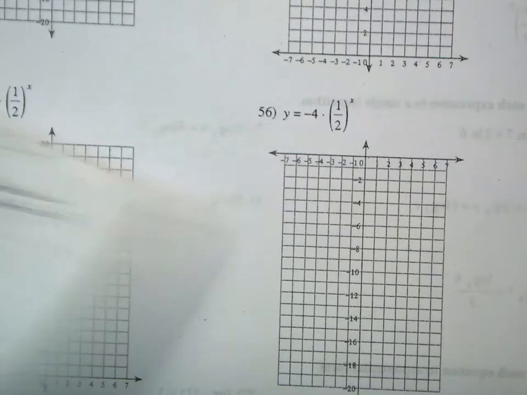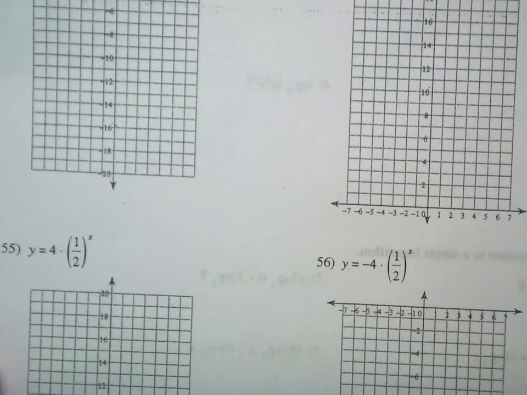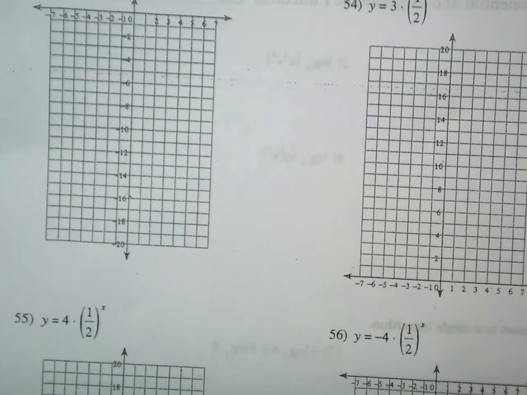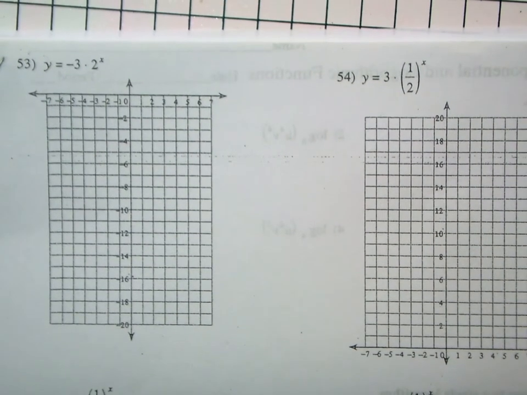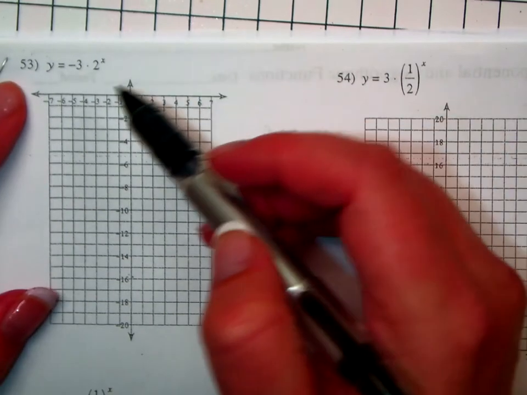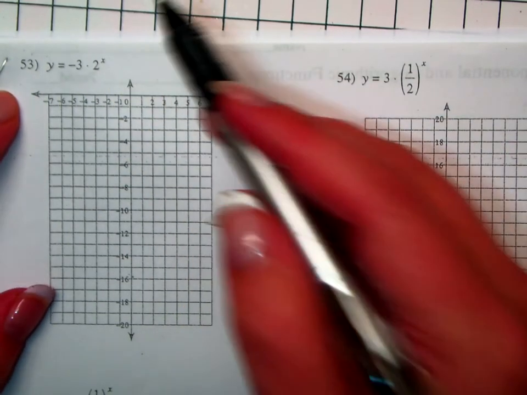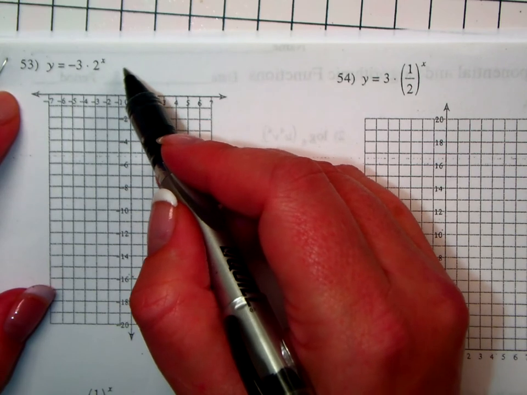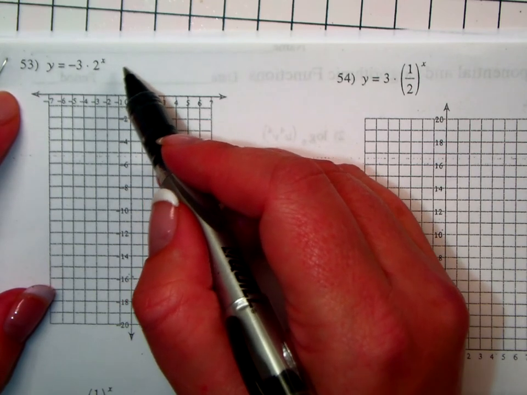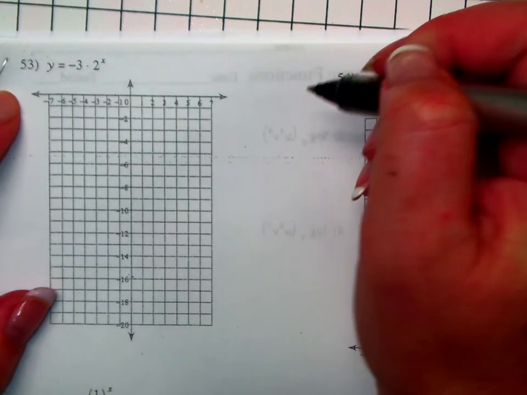All right, so I have some other ones to look at here. 4 more here. Okay, so this graph here, -3 times 2 to the x. Notice there is no vertical shift, right? So it's like +0. So the asymptote is at 0 here.